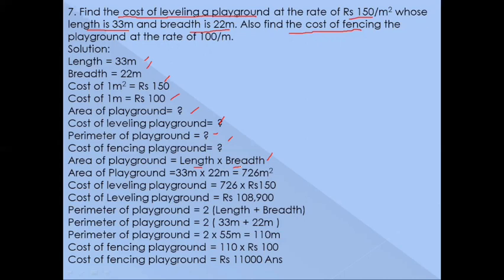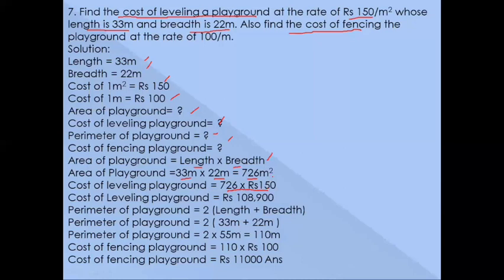Measurement of the length is 33, measurement of the breadth is 22. I underline their values here for your information. After multiplication, we got 726 square meters. Now, the cost of leveling the playground, that is the rectangle-shaped playground.